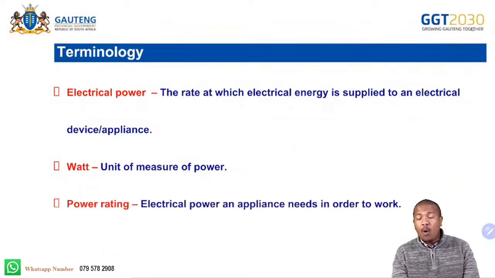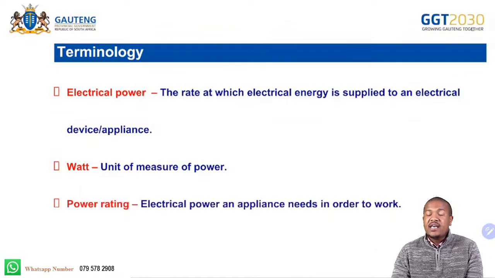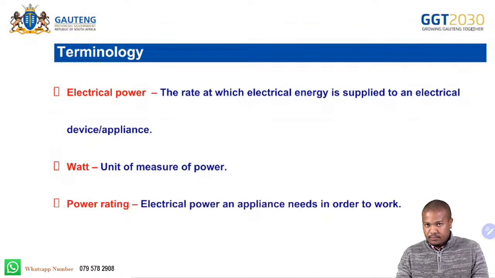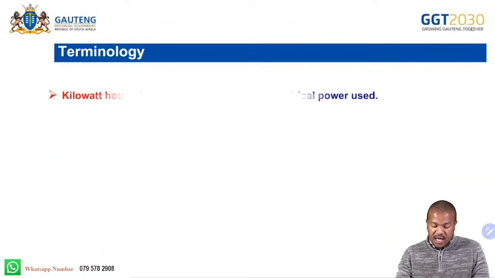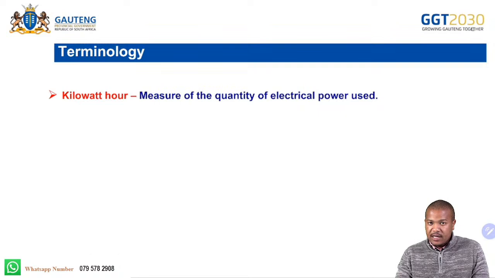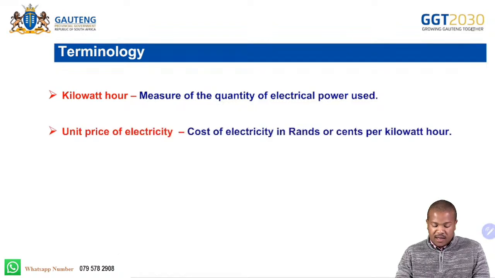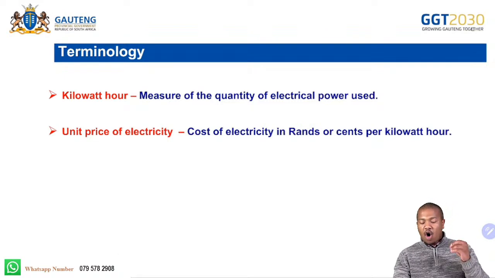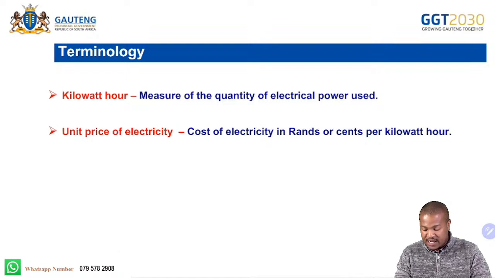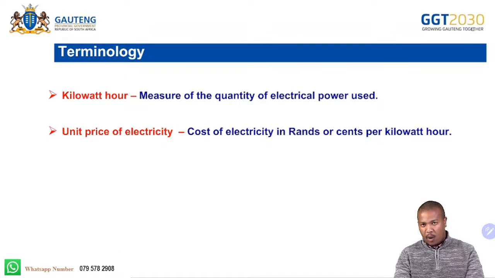Then we have power rating. Power rating is the electrical power an appliance needs in order to work. Then we have kilowatt hour. A kilowatt hour is the measure of the quantity of electrical power used. Then we have unit price of electricity. Unit price of electricity is the cost of electricity in rands or cents per kilowatt hour.